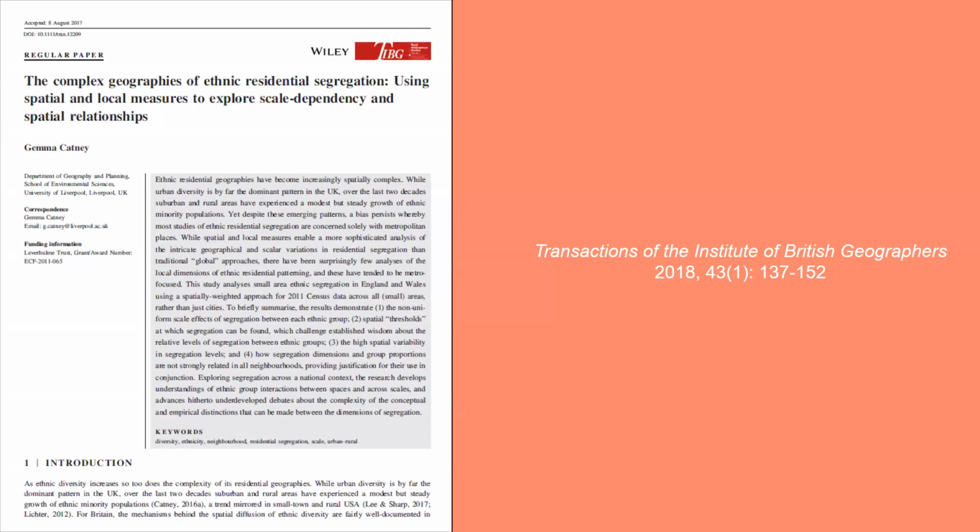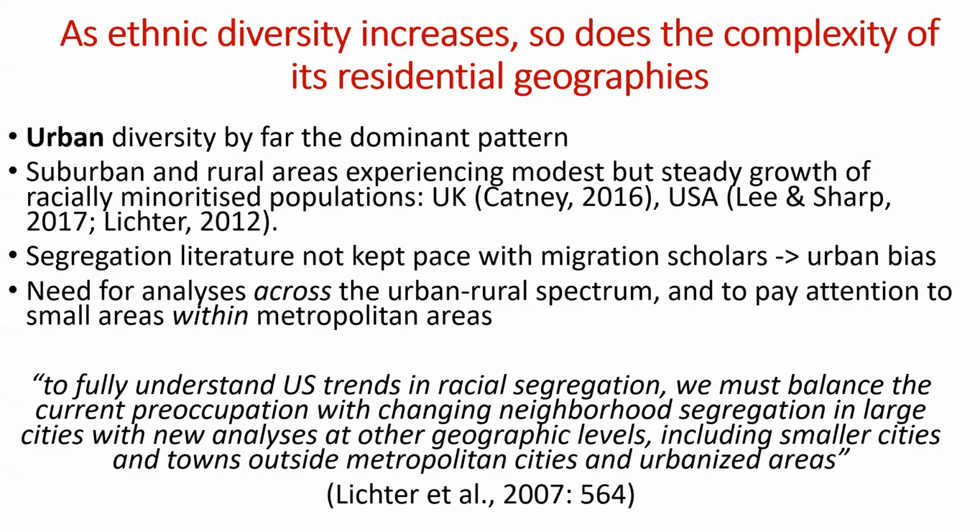Okay, so I'm going to focus on this because there is a real scale story here before I conclude. And again, it draws on a relatively recent publication, a few years ago now, 2018, where I think about scale dependency again in the British case. As I've mentioned several times, urban diversity is by far the dominant pattern across the UK, and of course in the US as well, and elsewhere, for example, in Western Europe.